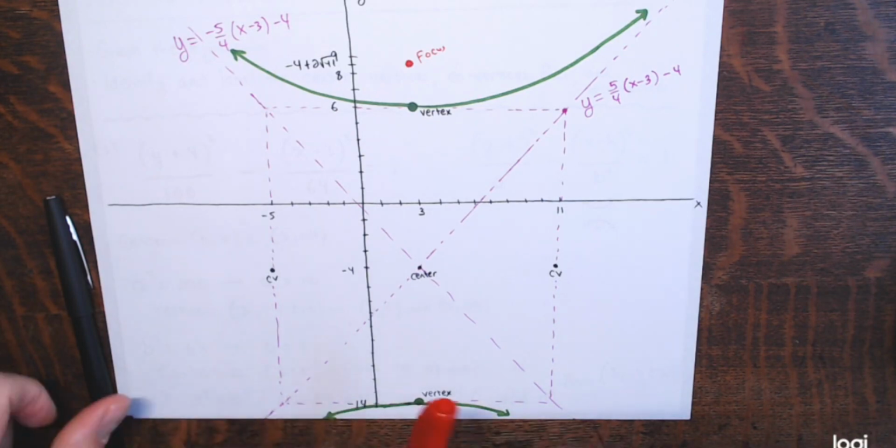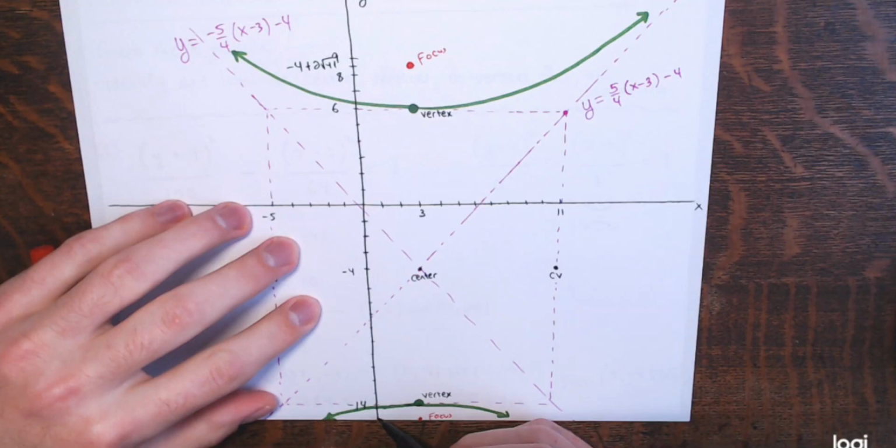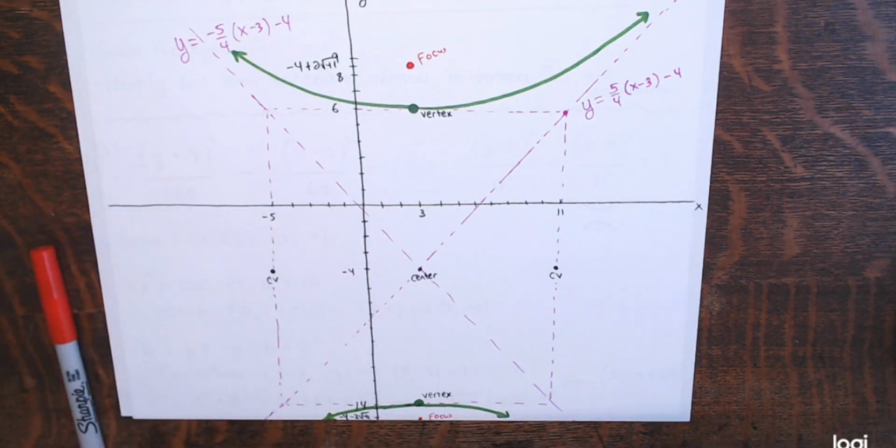Right, and again, the y coordinate here would be -4 minus 2 root 41. That's a terrible drawing. I apologize.